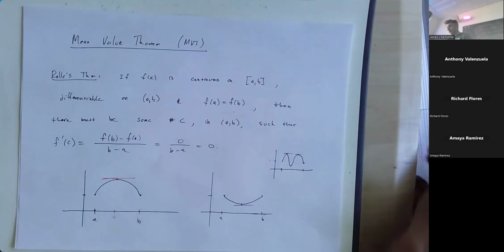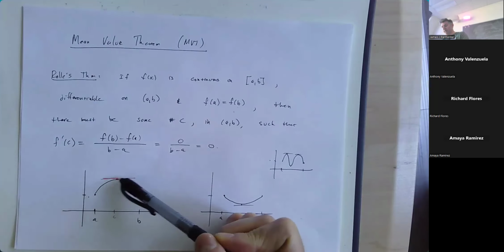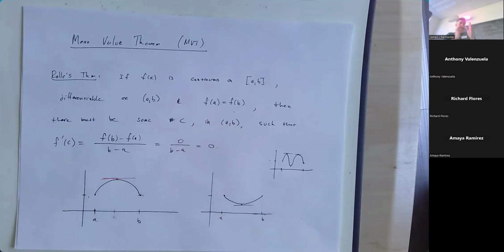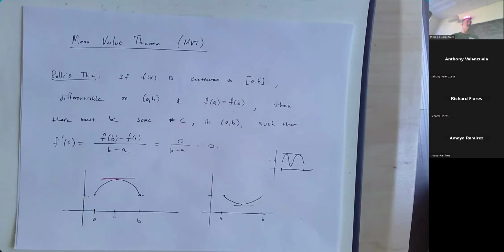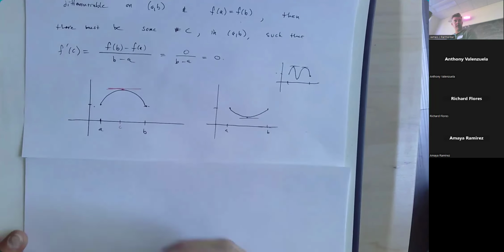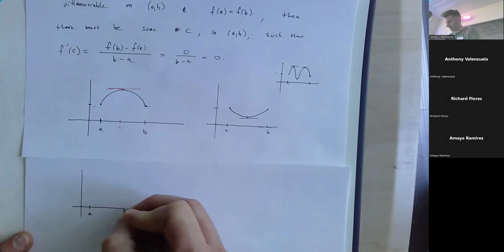All the theorem says is that if the endpoints have the same y value and the function is continuous and differentiable, there has to be a point in the open interval where the derivative is equal to 0. You might ask yourself, why couldn't I have a picture like this?